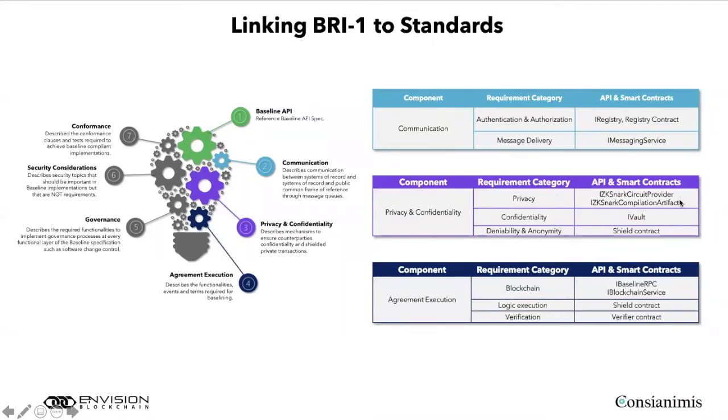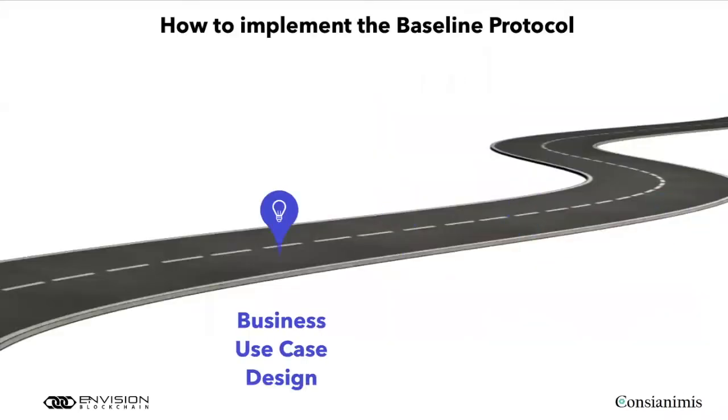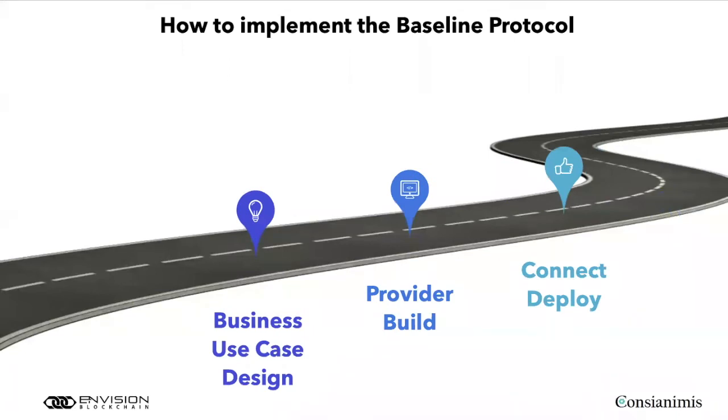When you take a look at the APIs, you have your IZK snark circuit provider, and so forth, along with iVault and Shield contracts. And in the component for agreement execution, this is where you have your blockchain, right? So this is your iBaseline RPC, your iBlockchain service, the Shield contract, and the verifier contract. What's really important as a takeaway is this point right here. Again, I just want to bring this back. How do you implement the baseline protocol?